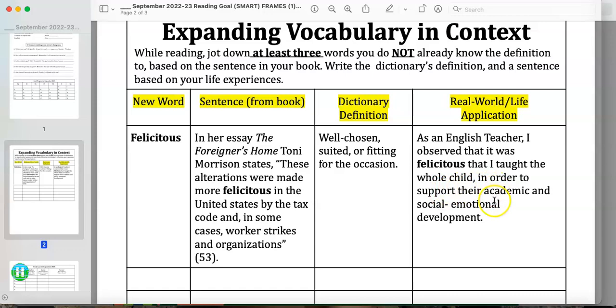And then students generate their personal sentence, a sentence based on their personal experience. Now, the event didn't have to happen to them. As long as they saw it, heard it, felt it, touched it, any of their 5 senses were engaged, then it's their real world, their real life experience. So here, my example: as an English teacher, I observed that it was felicitous that I taught the whole child in order to support their academic and social emotional development.